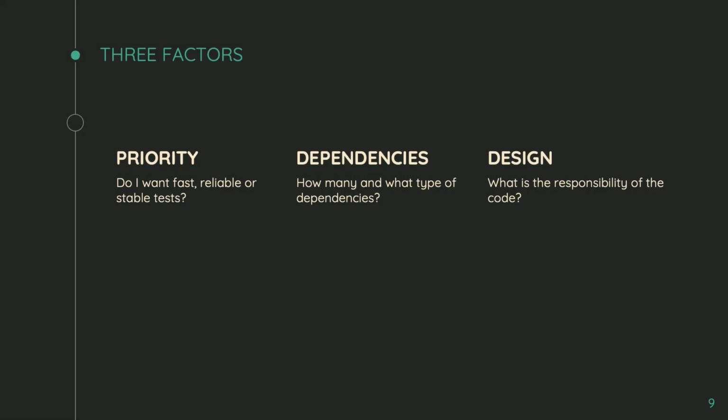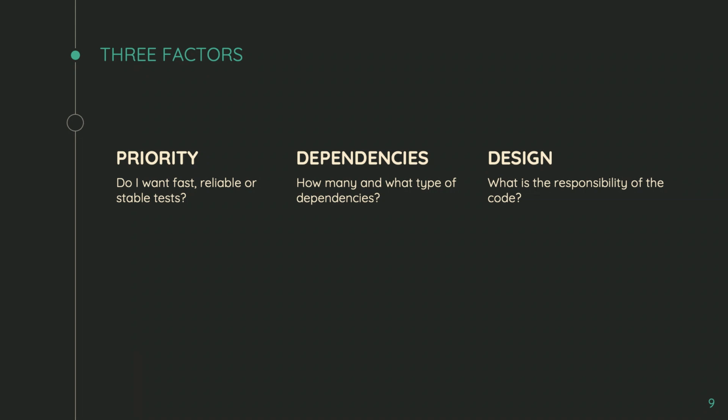Now I consider 3 factors when I'm going to decide what kind of test I'm going to write. First is my priority. Do I want really fast tests, or do I want tests that are going to catch a lot of bugs? Second, what do my dependencies look like? Because that's also going to influence the kind of test you write. And I'll talk about dependencies more in a second.